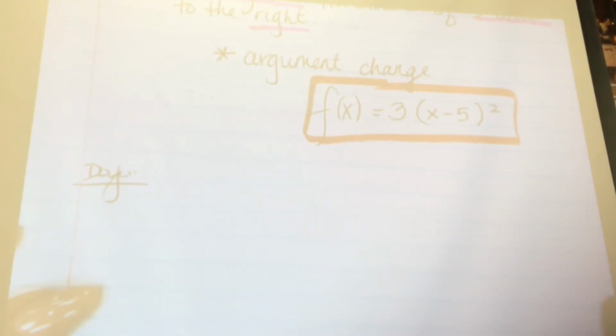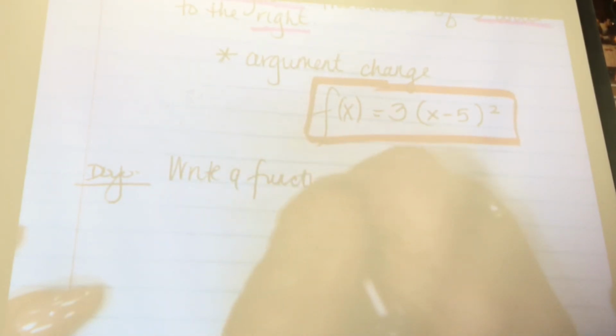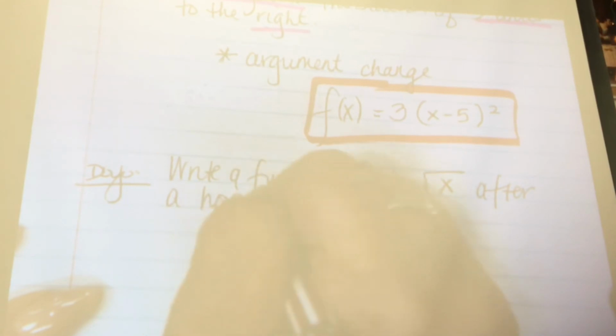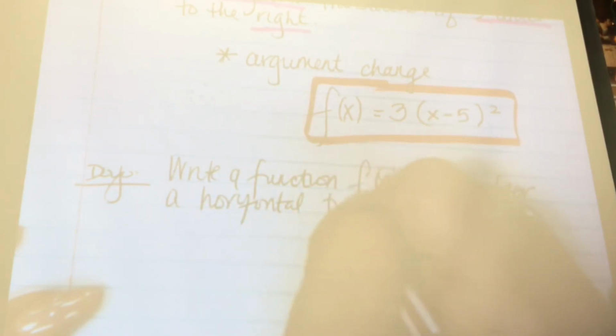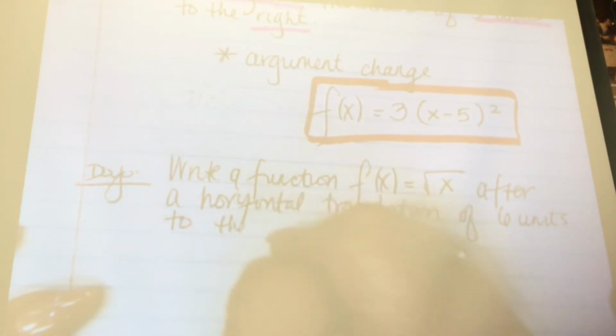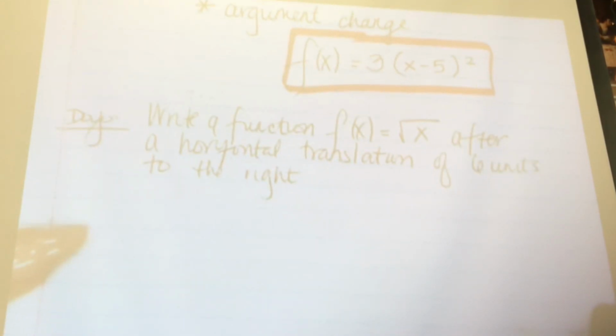Here come the boys if you need help. Please write a function. F of x equals the square root of x after a horizontal translation of 6 units to the right. Highlight pertinent information first. Here come the boys to help you.